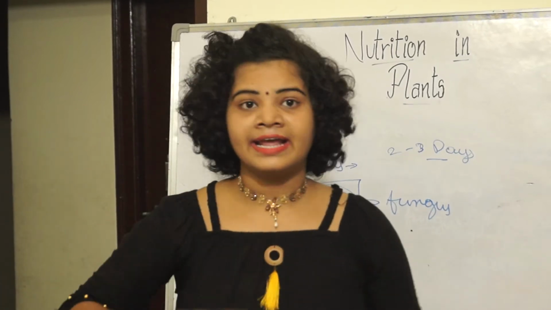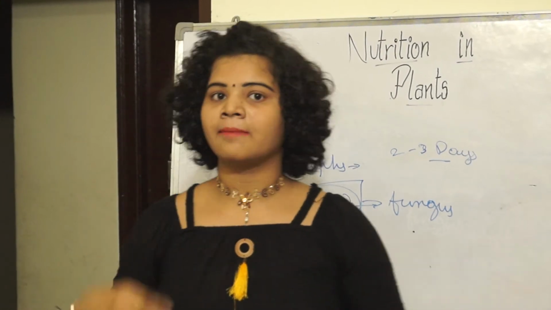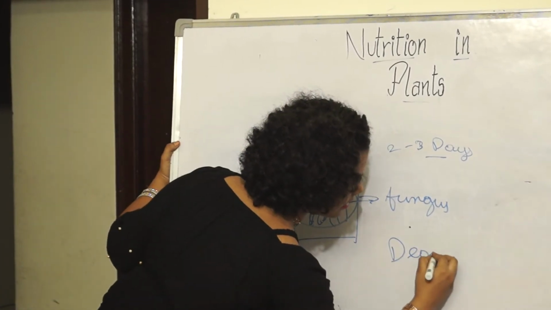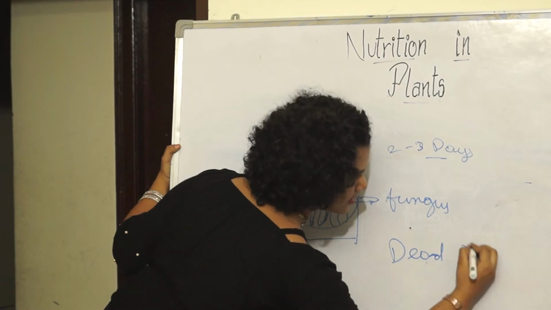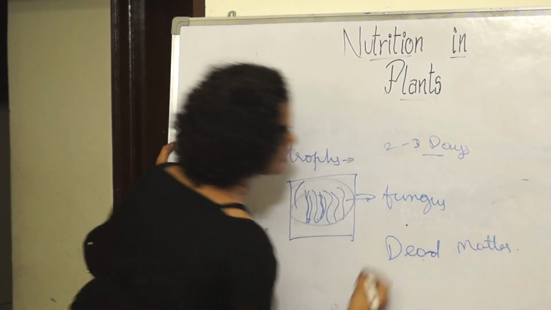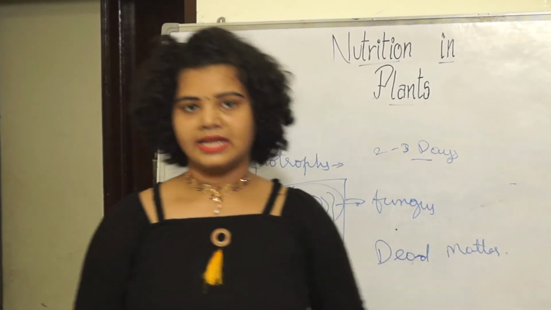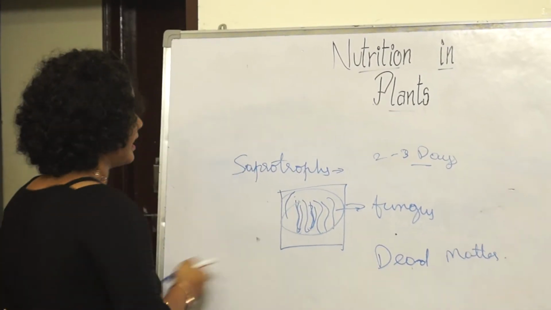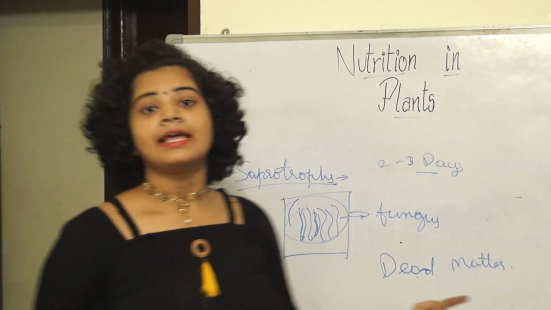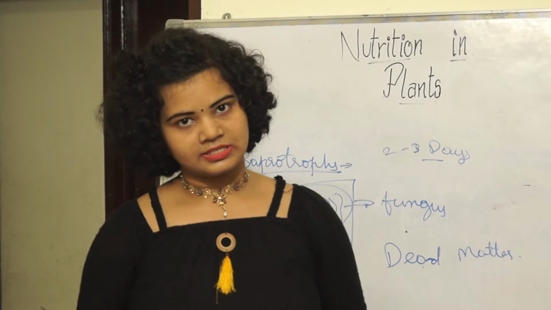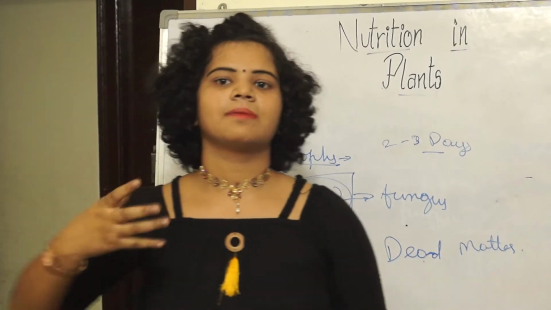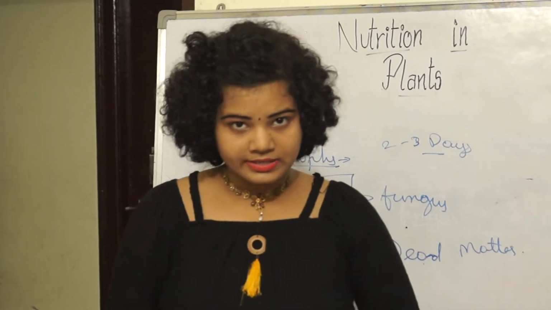or as they take food, from the dead and decaying matter. So some organisms take minerals and nutrients from the dead and decaying matter. Such organisms are called saprotrophs, and such nutrition is called saprotrophic nutrition, where they take food from the dead and decaying matter.